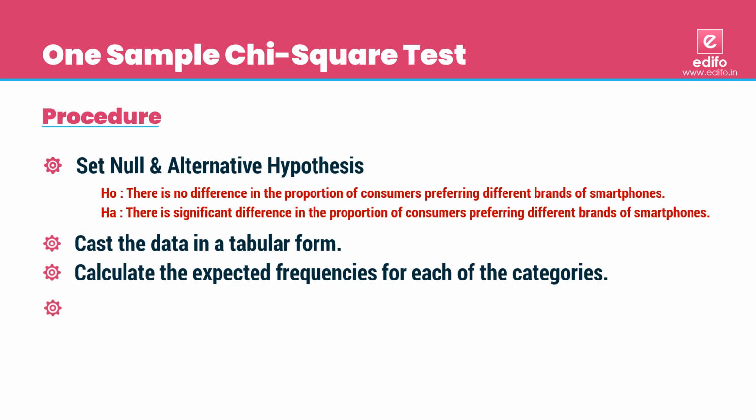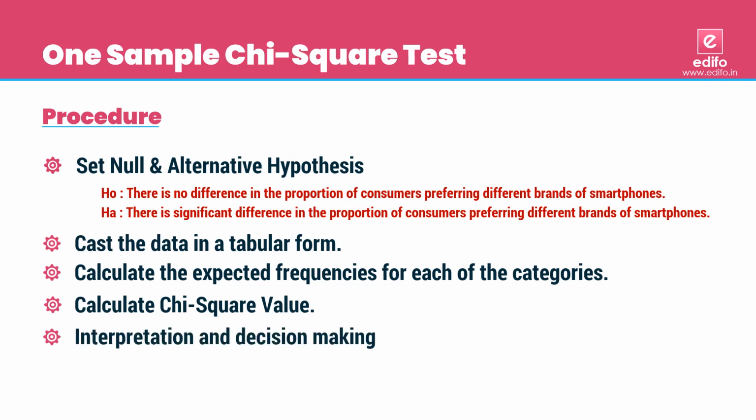The next procedure is calculate the chi-square value. For calculating one sample chi-square value, we need to apply an equation that we will do later. And after finding the chi-square value, then we are going to interpret the result and make a decision. So this is the procedure of chi-square test. Now we discussed what is chi-square test, what are the requirements of conducting chi-square test, what are the assumptions and what's the procedure for conducting chi-square test. Now we move to Microsoft Excel.